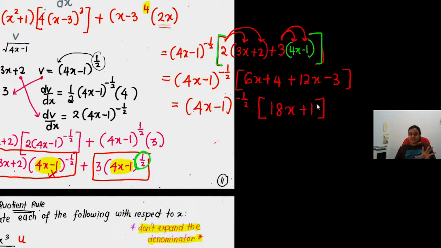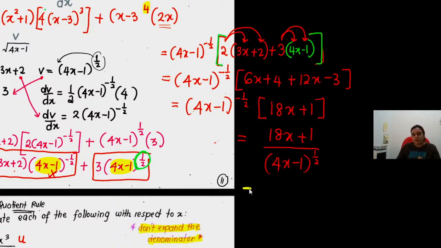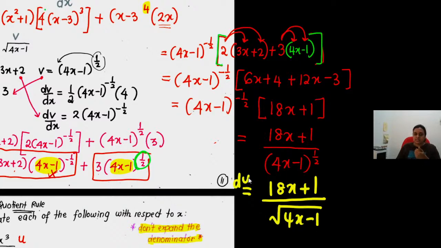So this is actually our answer already, but usually anything with a negative power you cannot leave in your answer. So what must you do? Bring it down. When you bring it down, the 18x plus 1 will be at the top, and the 4x minus 1 will go down with power 1 over 2, but the better way to write it is 18x plus 1 over square root of 4x minus 1. So this is the dy/dx.